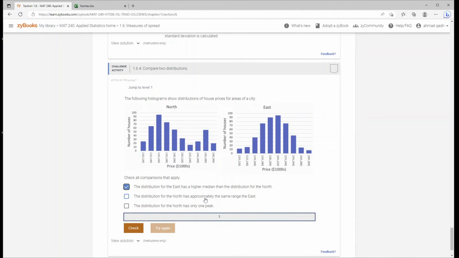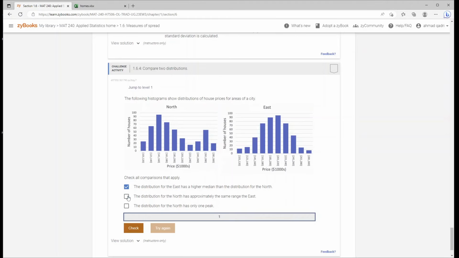The distribution for the north has approximately the same range as the east. Remember, the range is simply the difference between the maximum and the minimum value. Now, if we look at the maximum value on the x-axis, it's 281,300 here, and here it's 281,300 as well. And the minimum is 101,120, 101,120. This shows that the range for east and north is approximately the same because they have the same maximum values and same minimum values.